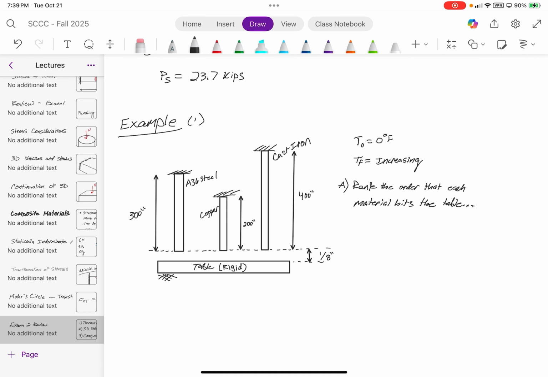So I did 1/8, that being how much it's supposed to deform, equal to the coefficient times the length times the change in temperature, and then I just found the change in temperature from that. And was the temperature for the cast iron the highest or the lowest? It was the lowest, which would mean that it would close first. Okay, you're right.